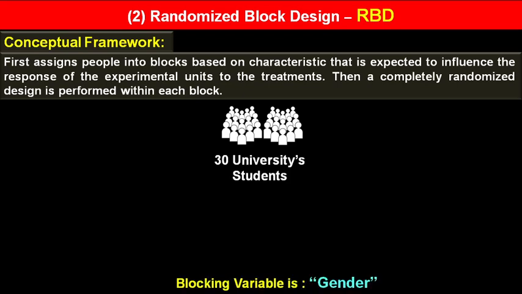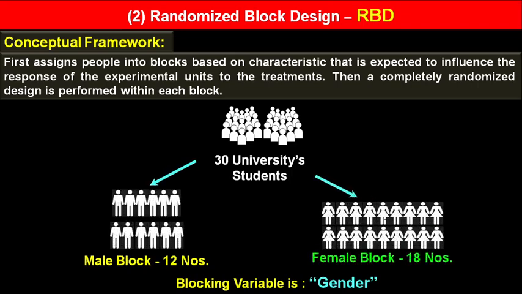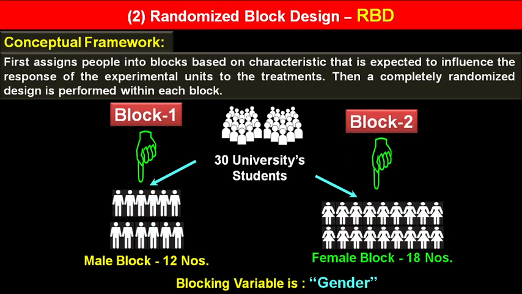Here also we are taking the same example, we have taken a sample of 30 university students. Here the blocking variable is gender, and we have divided these 30 students into 2 blocks, male block and female block. In male block there are 12 students, in female block there are 18 students. So this is block 1, male block is block 1 and female block is block 2. This is an additional element in this method.